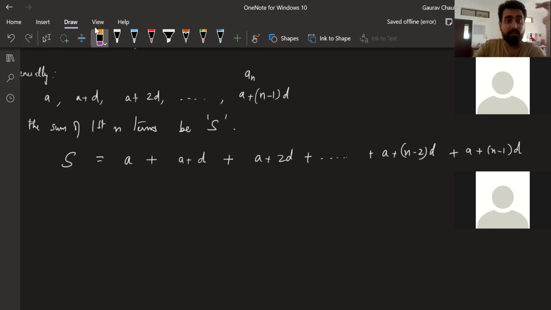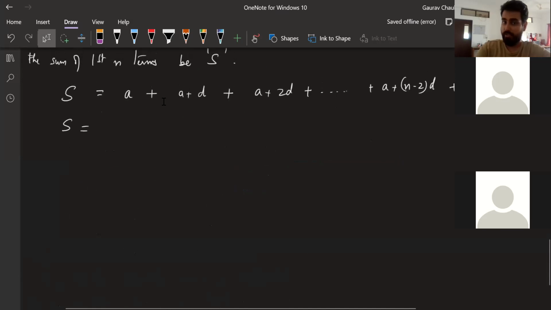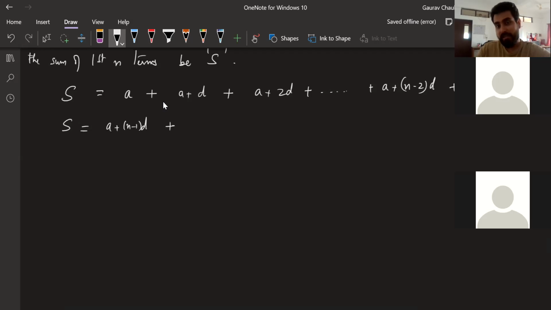I'm going to use the same method and write S is also equal to, I'm going to write it ulta, reversed, just like we did in the Gauss's method above. So I have A plus n minus 1D. Second, I will write A plus n minus 2D. Third, A plus n minus 3D, plus so on and so forth. Last will be A, last second will be A plus D. Everyone okay with this?